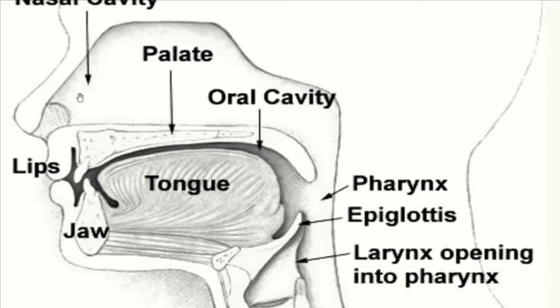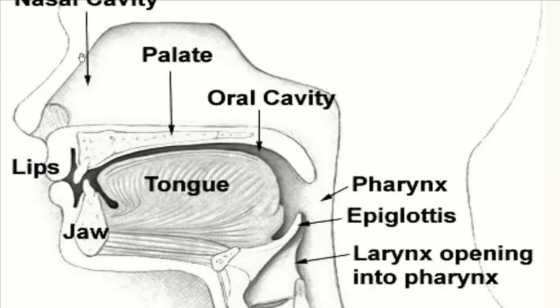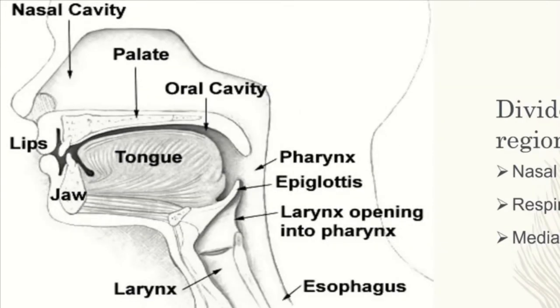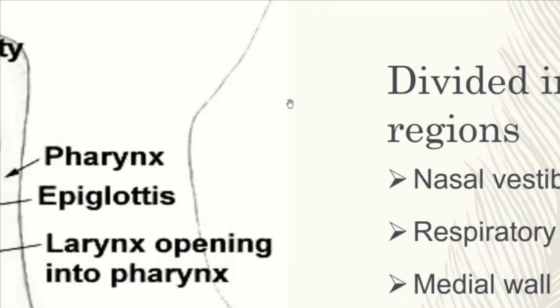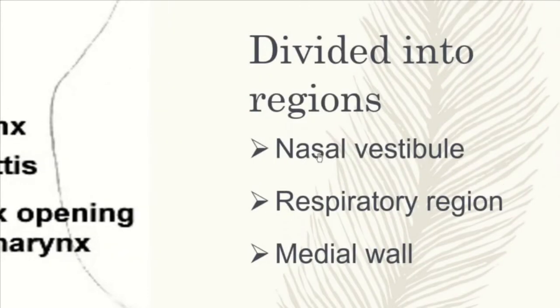For the skeletal framework, it is formed by bones and cartilages, mostly located centrally in the skull. It communicates with the external environment through the anterior nares, or the nostrils. The nasal cavity is divided into three regions: the nasal vestibule, the respiratory region, and the medial wall. So first, let's discuss the nasal vestibule. It is a dilated space of the nasal cavity that includes the nostrils.